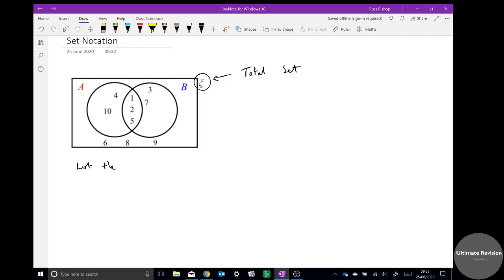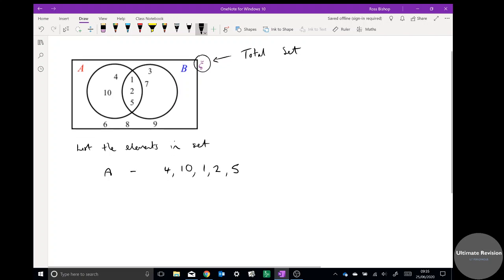List the elements in set A. Now elements are just the items or the things that are in set A. So list the elements in set A. Well, that's quite easy. It's everything in A. 4, 10, 1, 2, or 5. Okay, they're all the elements in set A.